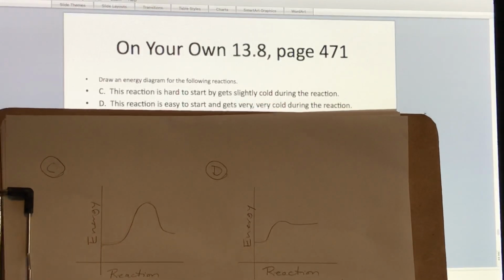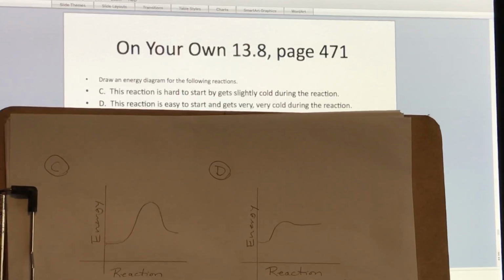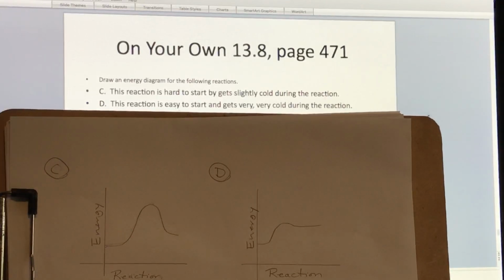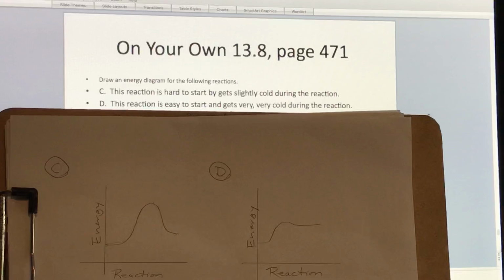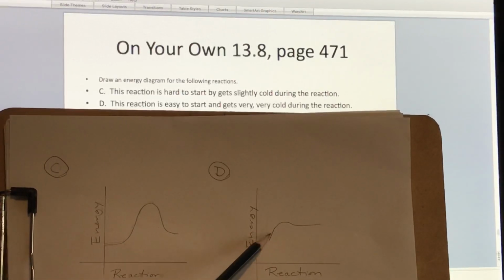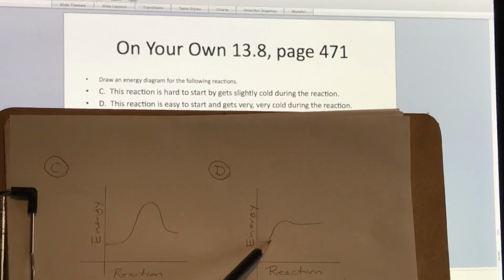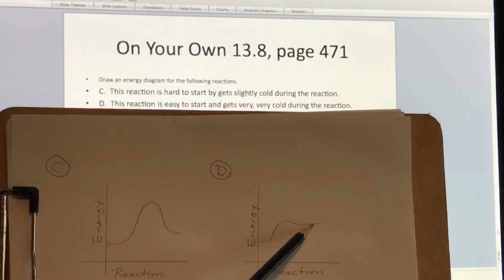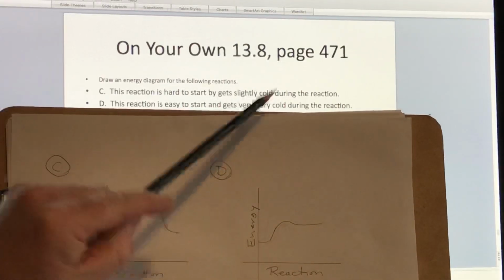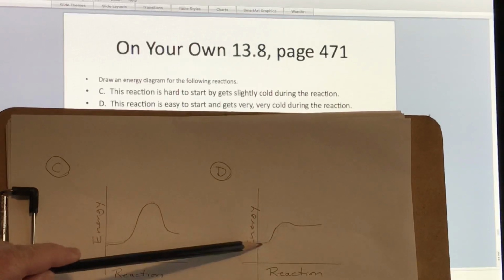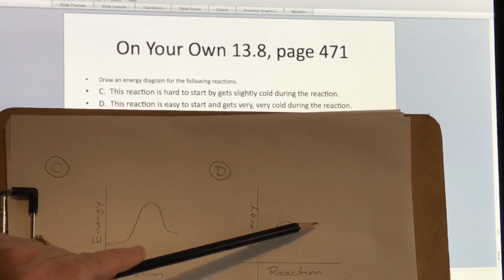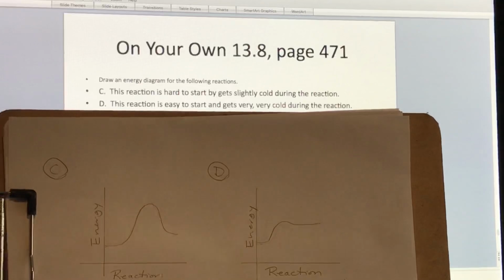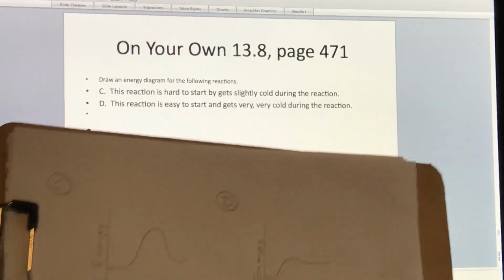And then finally on D, it says this reaction is easy to start and gets very, very cold during the reaction. So here we have a higher activation. Well, it says relatively easy, so maybe I made this a little too high. But anyway, you'd have a relatively low activation energy. And then the products, because it gets cold, are going to be higher than your reactants. And that would represent an endothermic reaction.